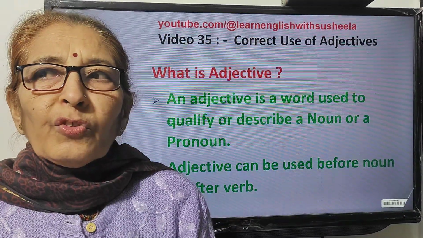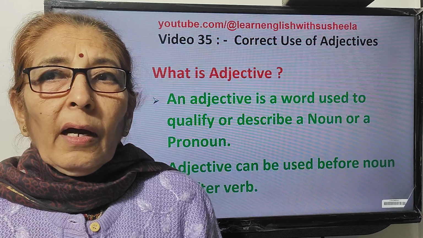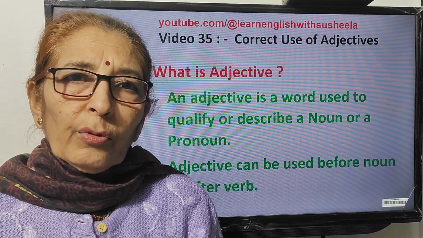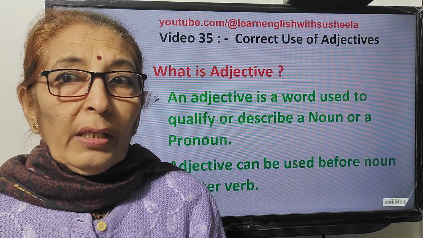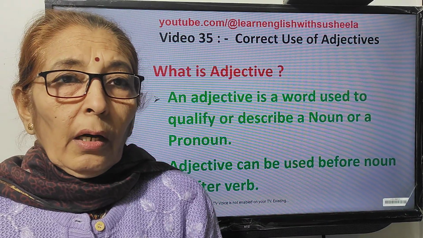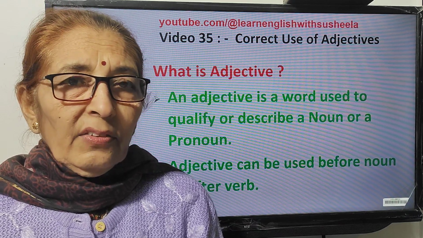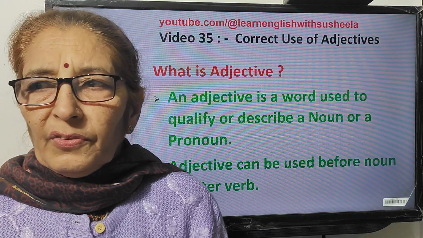Adjectives can be used before noun or after verb. For example, Ram is a good boy. Here we have used it before noun. Boy is noun and good is adjective. We can also use it after verb. How? He is intelligent. This intelligent word is adjective and it has been used after verb is.